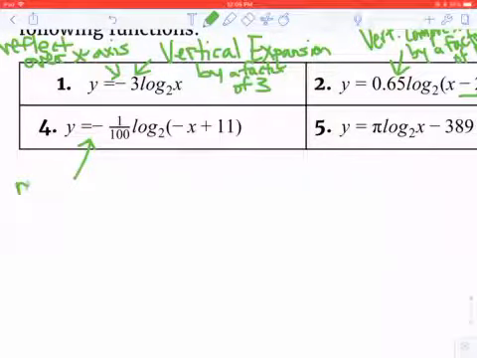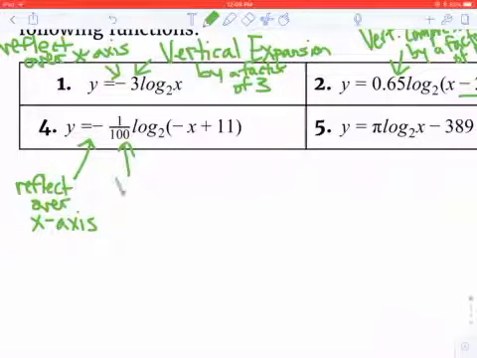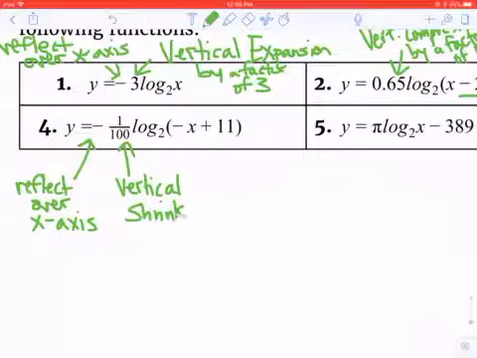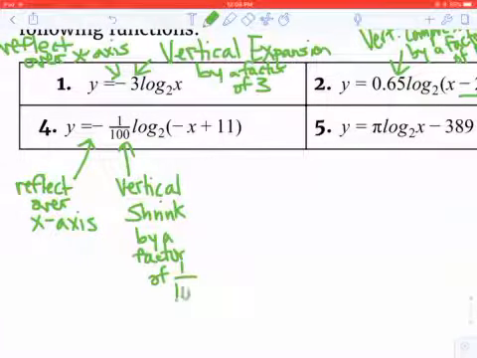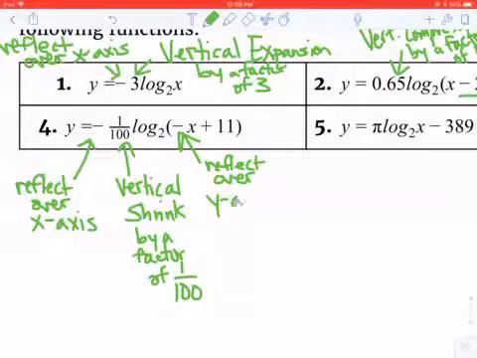We have a negative in the front, that makes it reflect over the x-axis. We have 1/100, which makes it have a vertical shrink or compression. So this time I'm going to write shrink, vertical shrink, by a factor of 1/100. The negative on the inside of the function in front of the x makes it reflect over the y-axis. And then last but not least, the +11 being in parentheses right there makes it shift to the left 11.